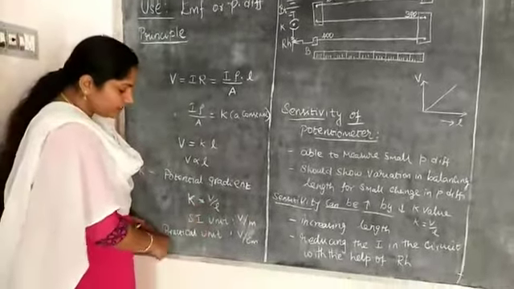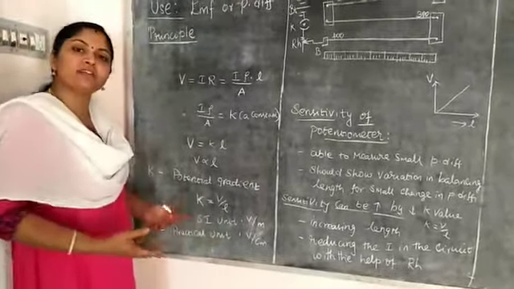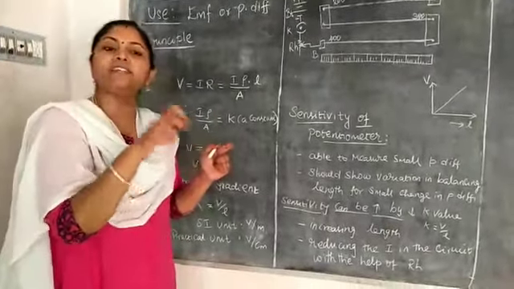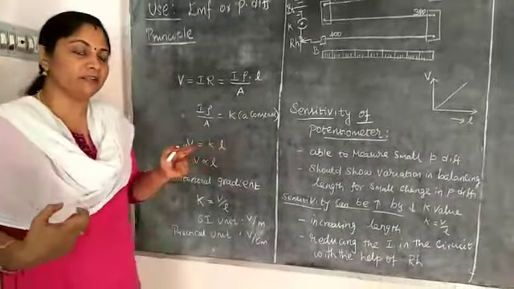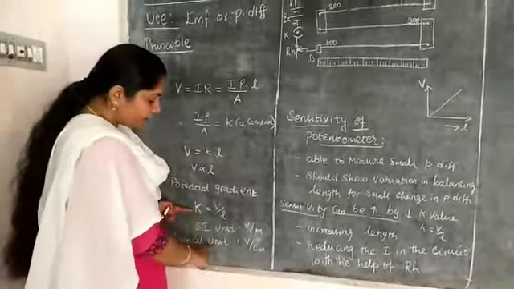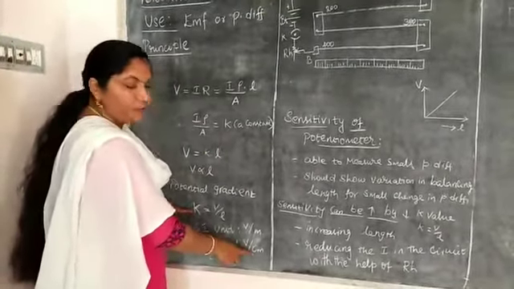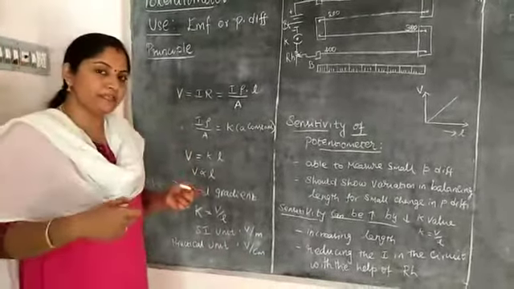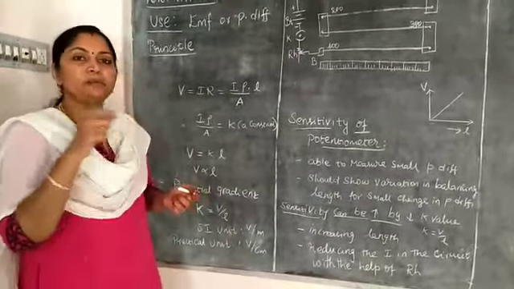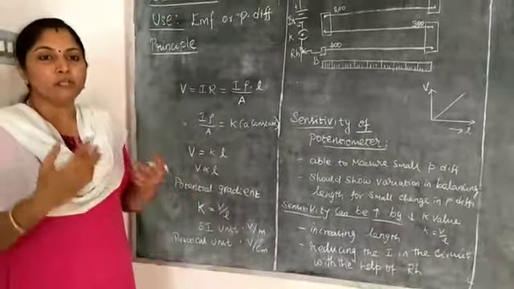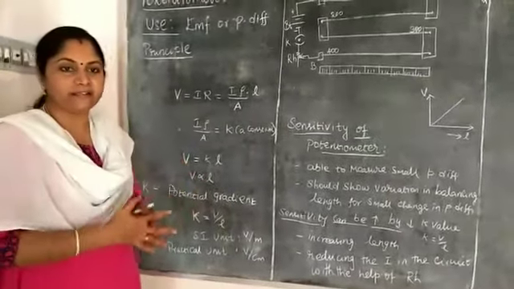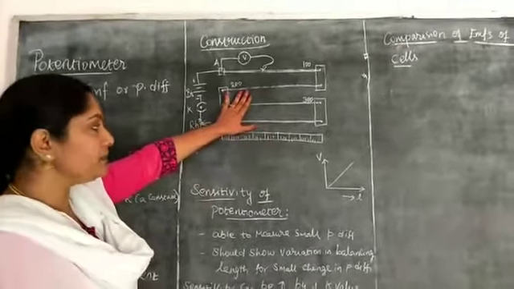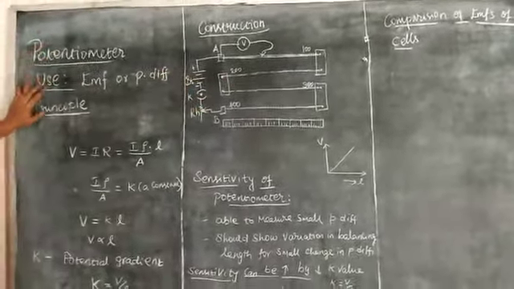And generally the practical unit in our laboratory, where we measure the length as 50 centimeter or 70 centimeter, the practical unit of K is nothing but volt per centimeter. So the SI unit is volt per meter, but the practical unit is volt per centimeter. Okay. So now I have explained the construction, use and principle.